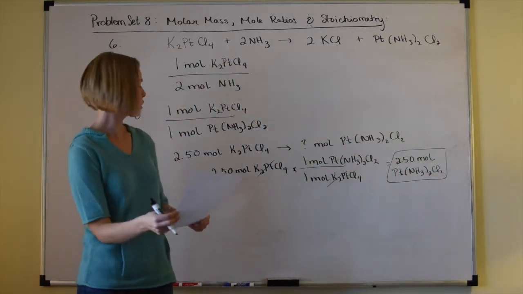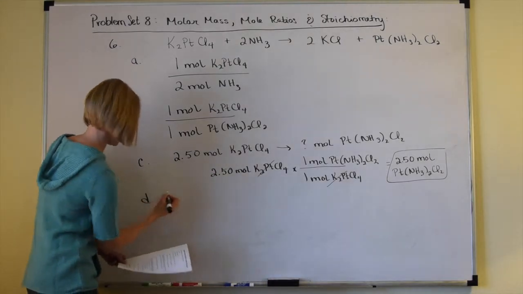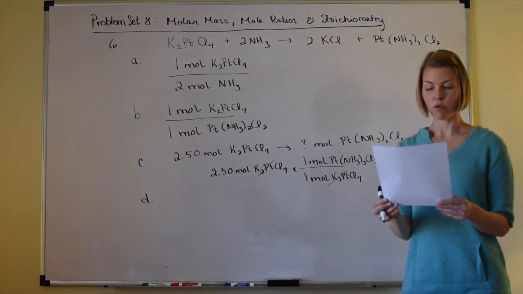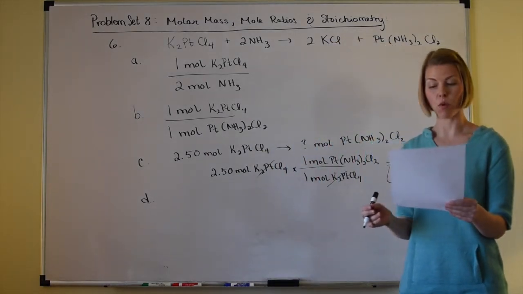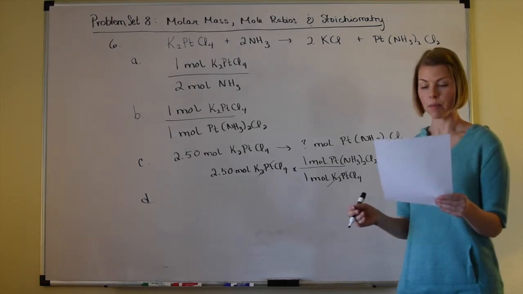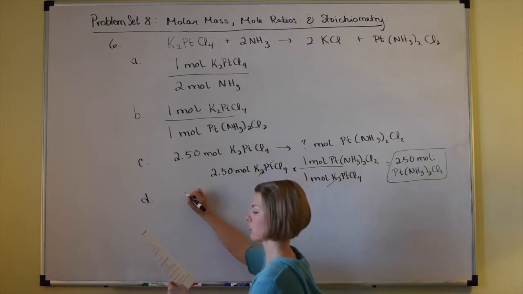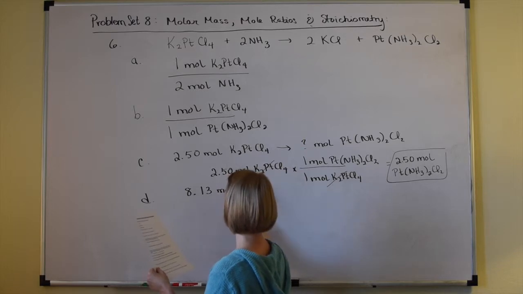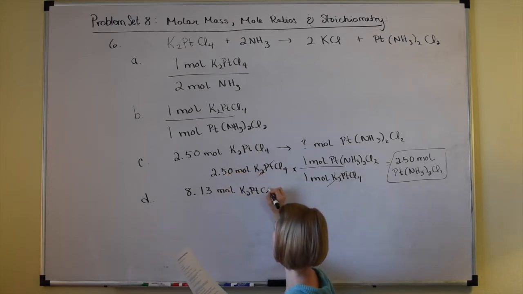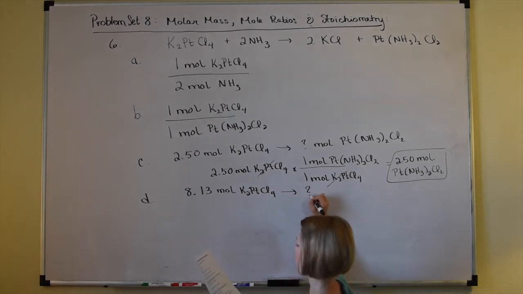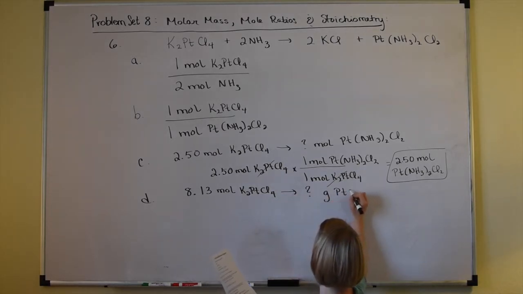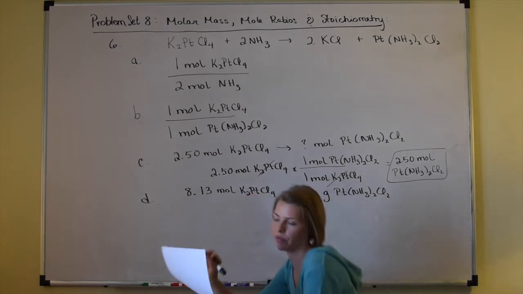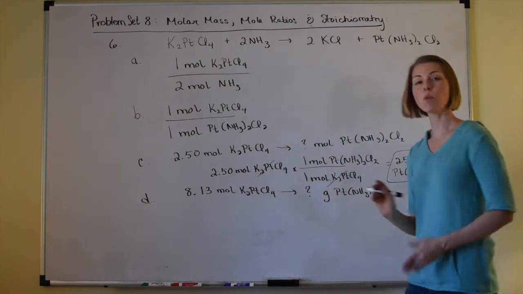All right, going on to D. I think we can squeak one more in here. D. How many grams of cisplatin can form from 8.13 moles of the potassium tetrachloroplatinate? Okay. So again, I like to start off with a little flow chart. So from 8.13 moles of the potassium tetrachloroplatinate, how many grams of cisplatin can I get?